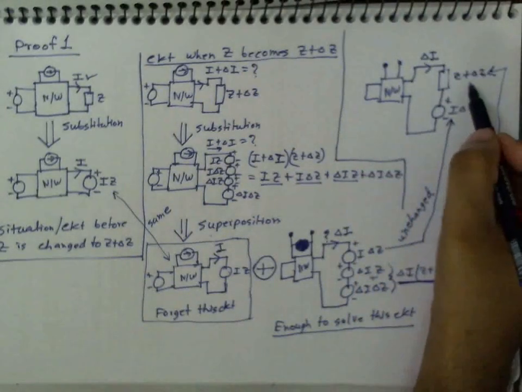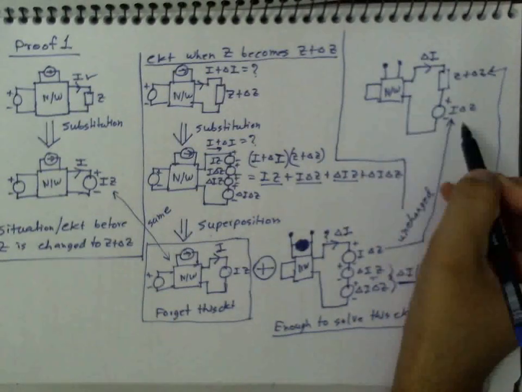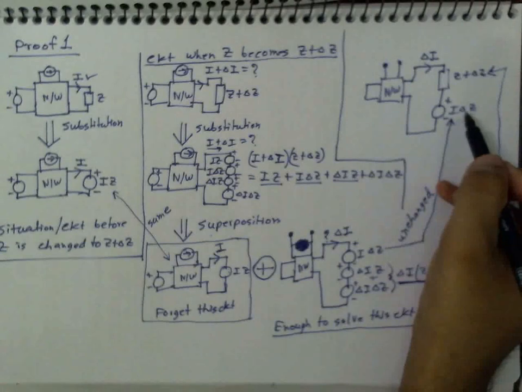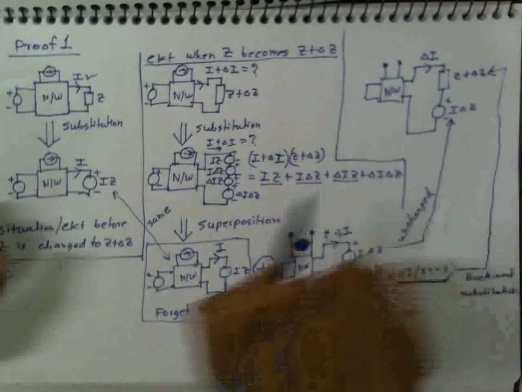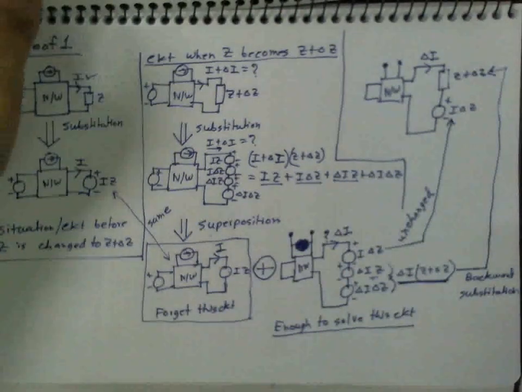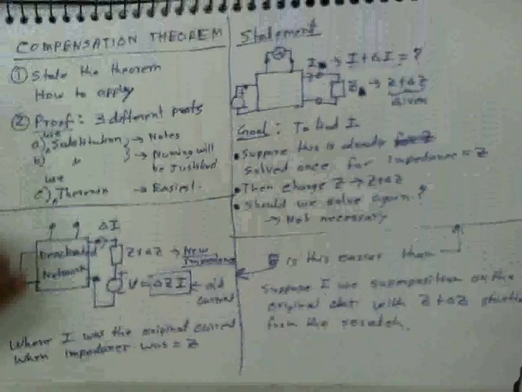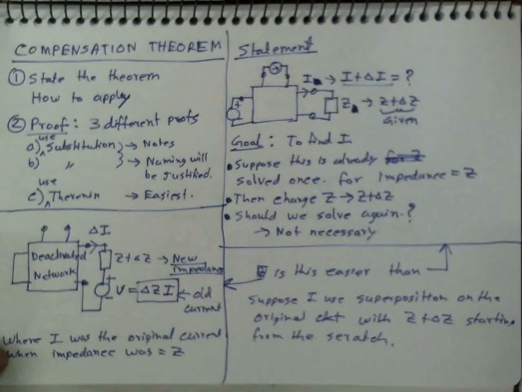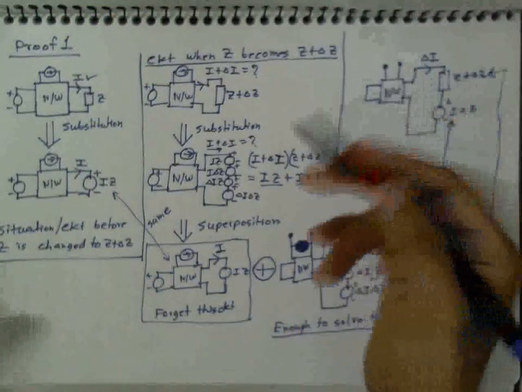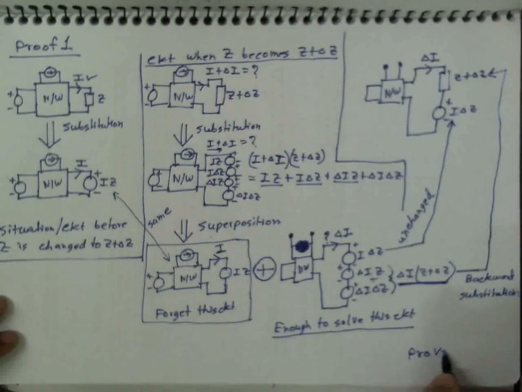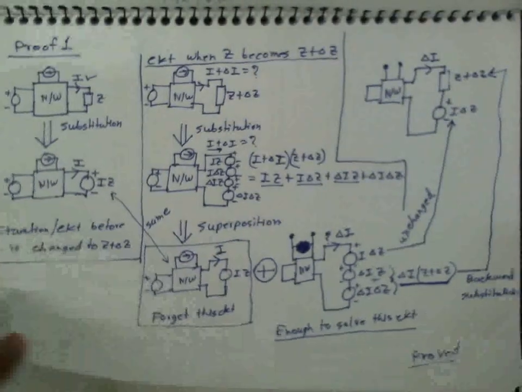This is the new impedance, network is deactivated, and a compensation source is added with value equal to old current multiplied by delta Z. You may actually look into this. So that's proved. Now let's look at an alternative proof. Proof 2.